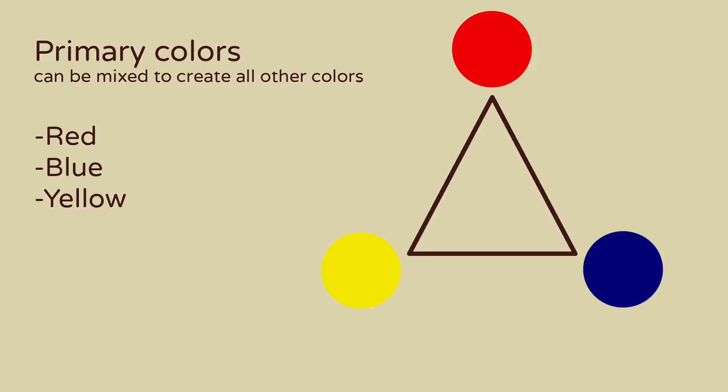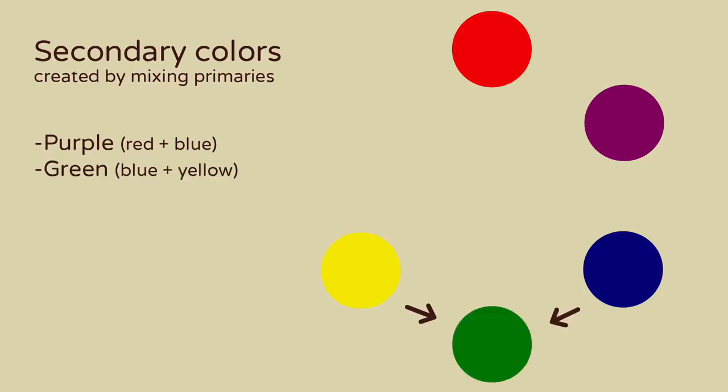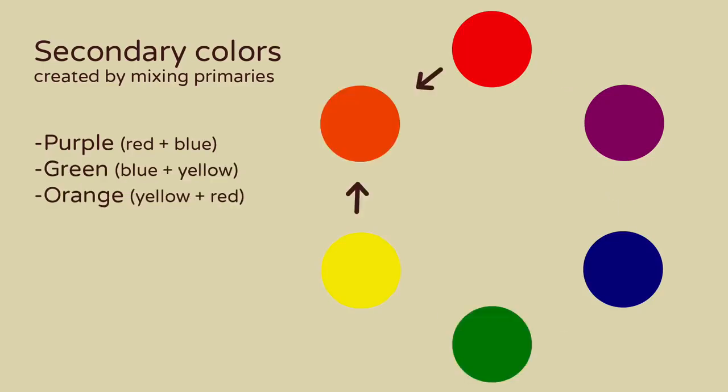The three primary colors are red, blue, and yellow. All other colors can be created by mixing these in different ways. Note that mixing all three together will make a muddy brown. The secondary colors, purple, green, and orange, are created by mixing primary colors. Red and blue makes purple, blue and yellow makes green, and yellow and red makes orange.